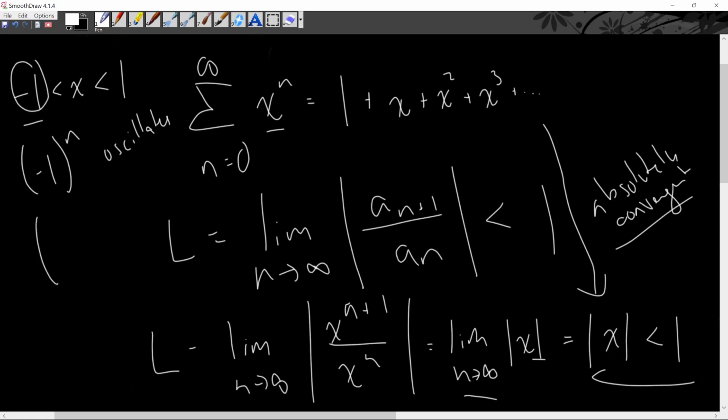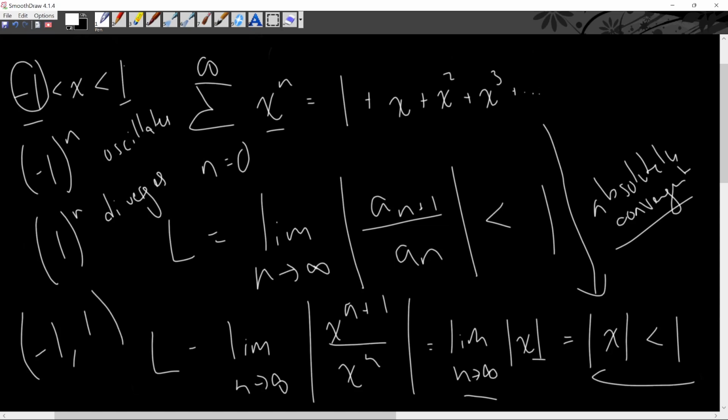And we will also plug in the other endpoint, 1 in for x. We'll have 1 to the n, and this, of course, diverges. If you just add 1 an infinite number of times, you will get to infinity. So it also does not work, which means that our interval of convergence is -1 to 1, not including the endpoints.